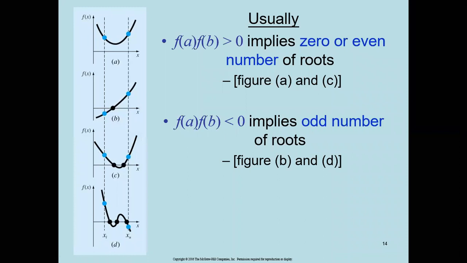Now, usually, when the product of f of a and f of b is greater than zero, meaning positive, it implies zero or an even number of roots, just like in the given figures A and C. Okay, so here there are none, no? Zero. So C has two. Now, if the product of f of a and f of b is less than zero, meaning negative, it implies an odd number of roots. Okay, just like in our figures B and D. So this is one, and here we have three roots, no?